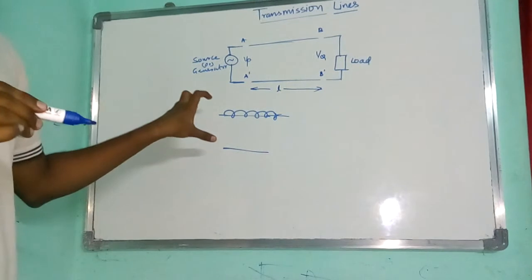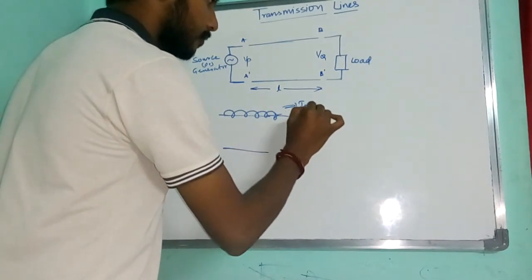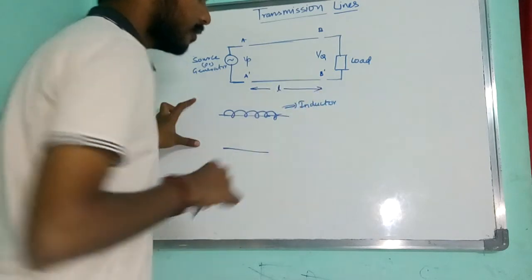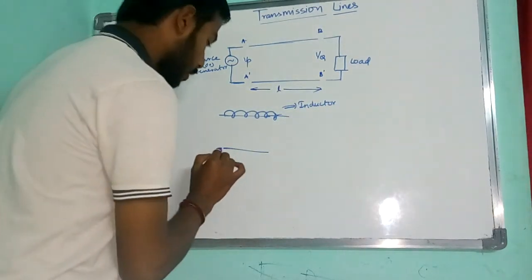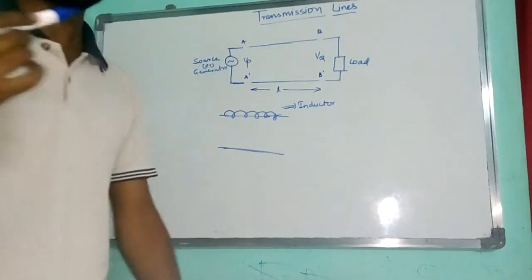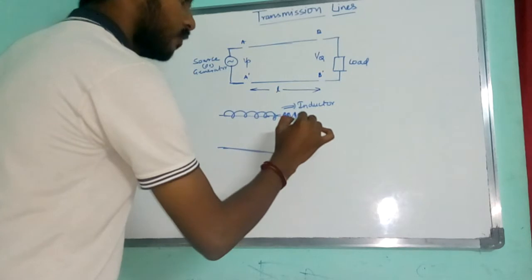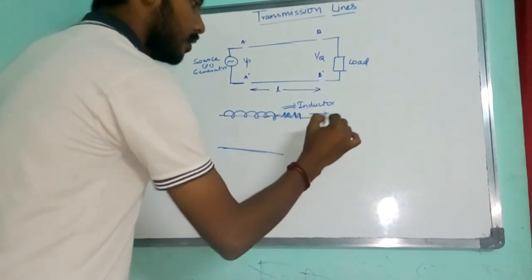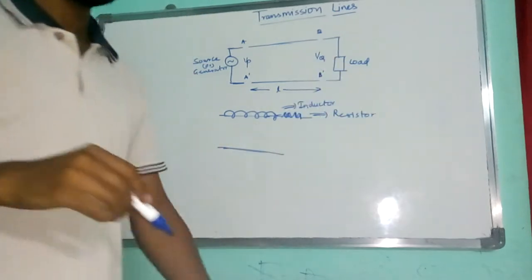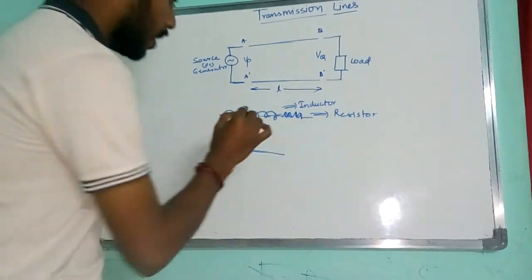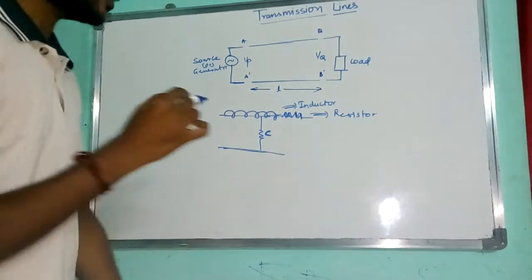it has a magnetic field induced, in the form of inductors. It has two resistive elements: one is the resistor, along with which there is a conductance.